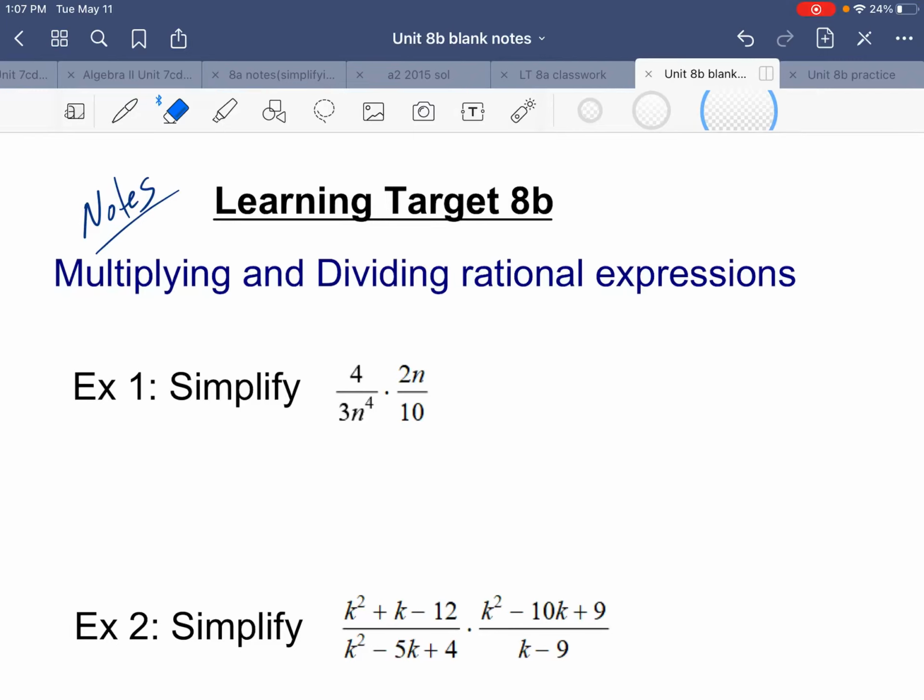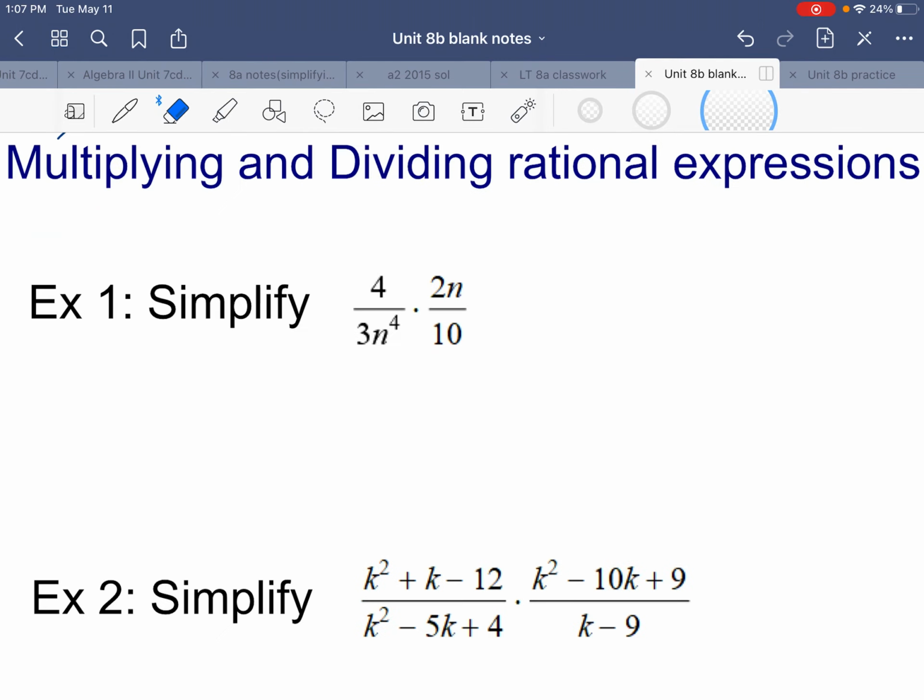All right, these are 8B notes. So this is multiplying and dividing rational expressions. So let's get started. Example 1, we're looking at all monomial numerators and denominators. Technically they're all factored already. Your first goal here for 8B is to factor every numerator and denominator. Well, we don't have to do that because it's already done for us.